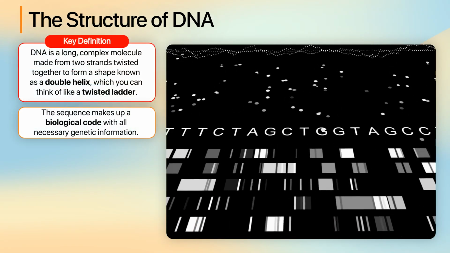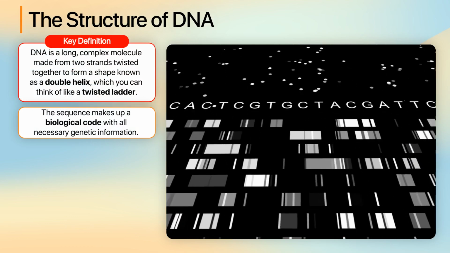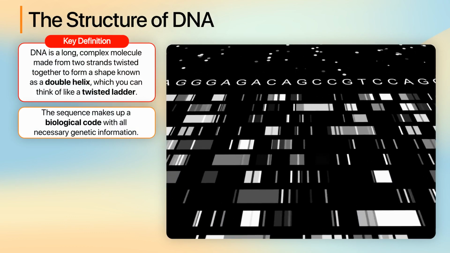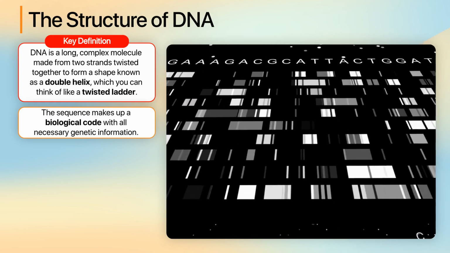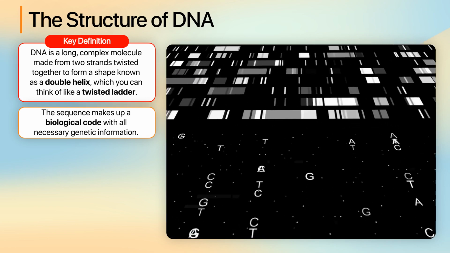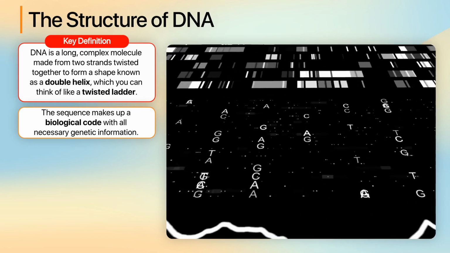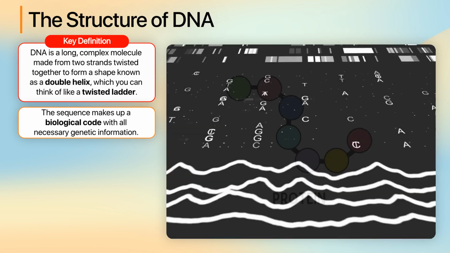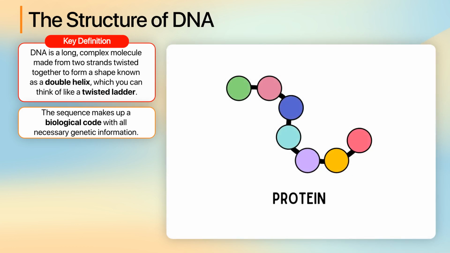Now, this sequence of bases is more than just structure. It's like a biological code. The specific order of these bases along the strands encodes all the genetic information necessary for the growth, development, and reproduction of living organisms. Cells use this code to make proteins, which control nearly every function within a living organism.